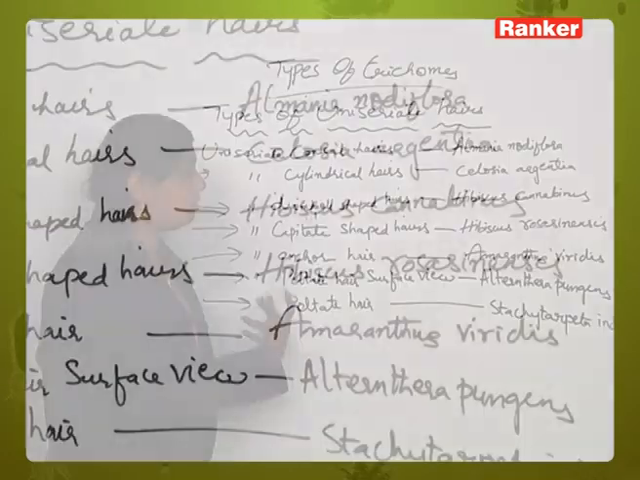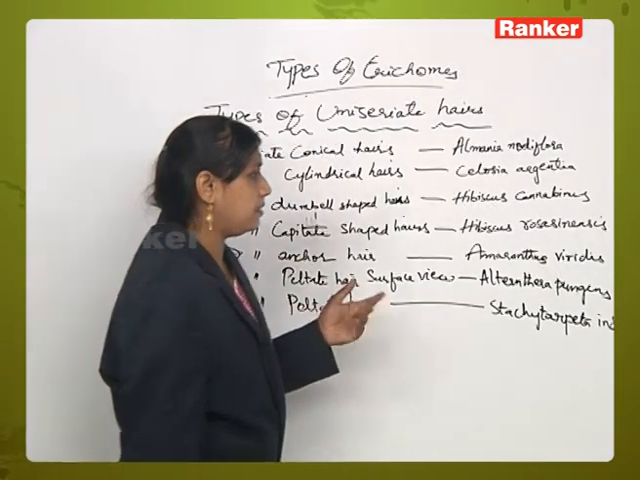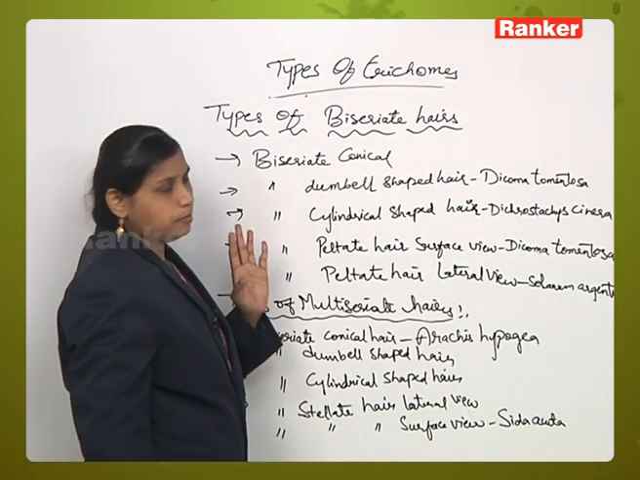The next type we are having is types of biseriate hairs. So another type what we are having is types of biseriate hairs.